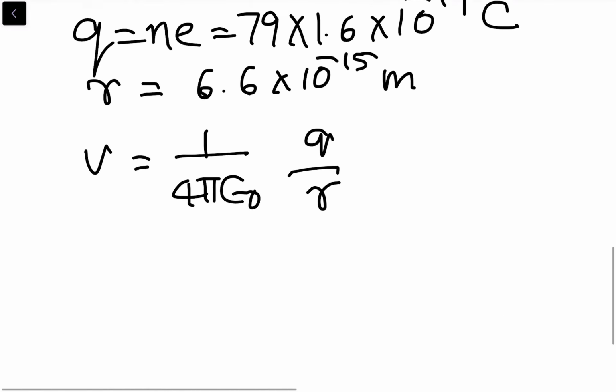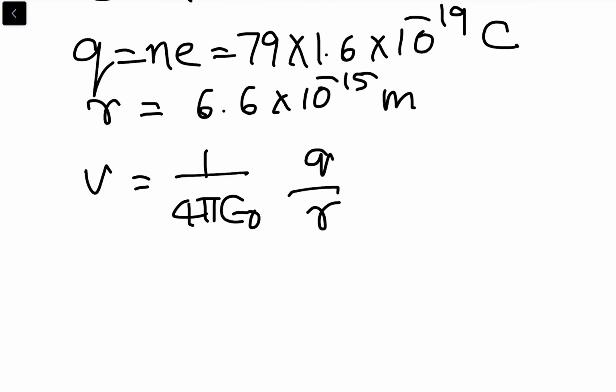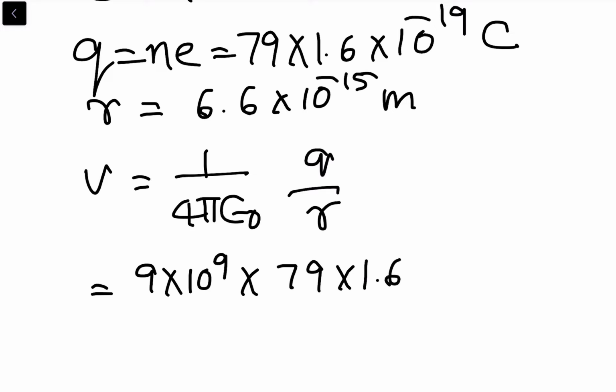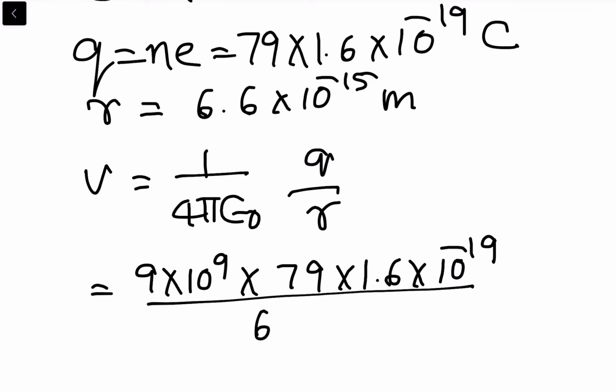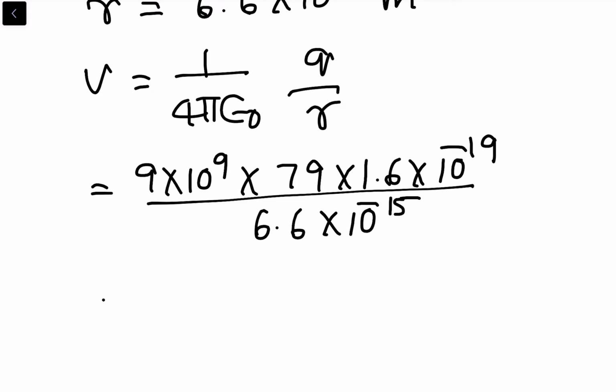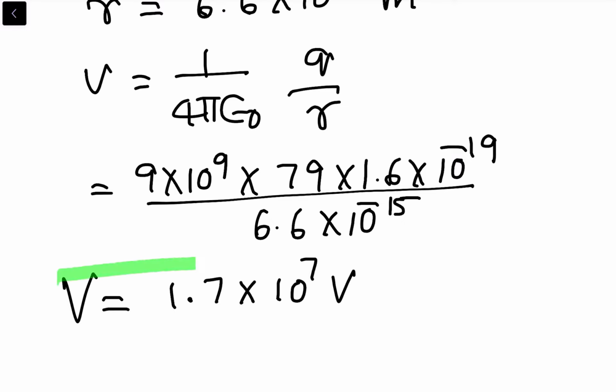With that formula we will calculate the potential now, that is V is equal to 1 by 4 pi epsilon naught, which is 9 into 10 to the power of 9, into Q, which we just got as 79 into 1.6 into 10 to the power of minus 19 coulombs, divided by R, that is 6.6 into 10 to the power of minus 15. I'm not calculating it here because calculations will take quite a long time on YouTube. So I have already calculated it. I'm writing the answer: 1.7 into 10 to the power of 7 volts. So this is the answer for the first question.